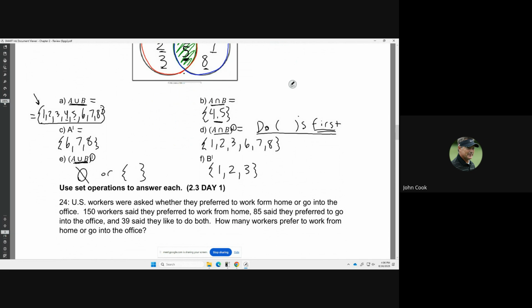Okay, so that's number 23, just going over the simple set notation and learning how to use these operators, the 'and' and the 'or' case, and then also complement.